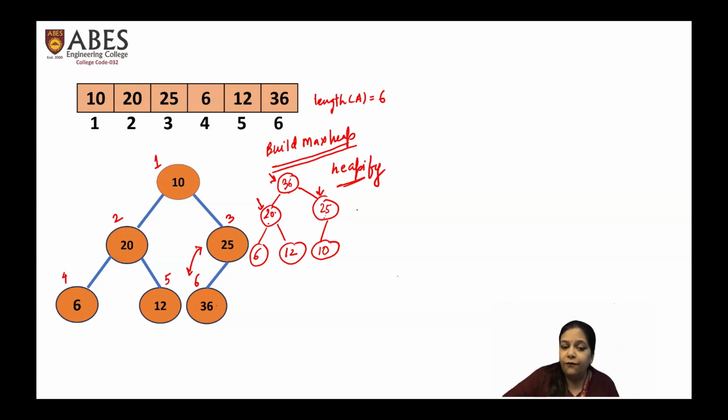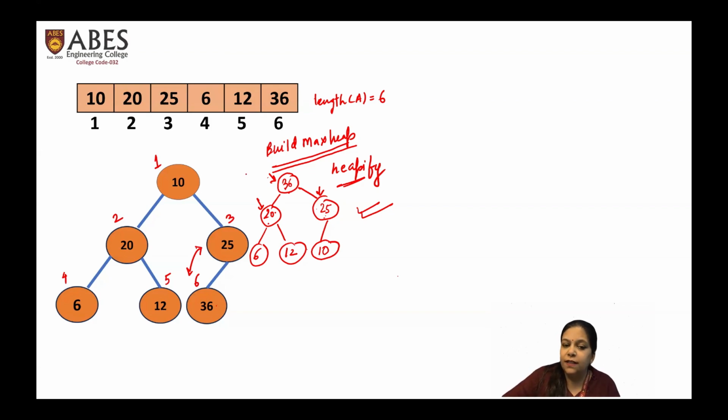So this is how we have created a max heap of this tree, in which we started heapifying the nodes from length a by 2 down to 1. In order to heapify, we compare the node with the left child and the right child, and we swap the node with either the left child or the right child, whichever has the maximum value. And if the node itself is larger, then there will be no swap.